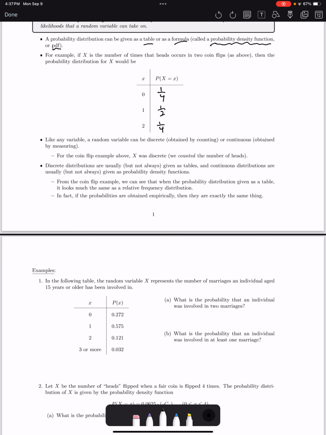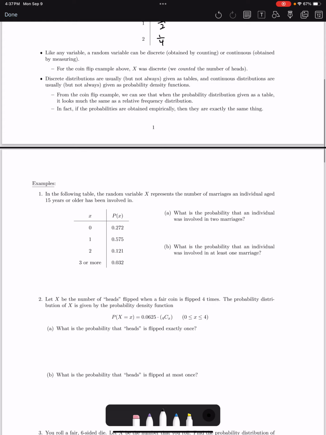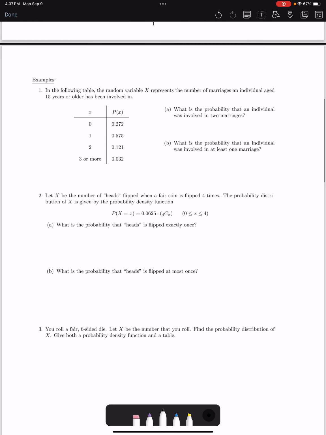The reason I point that out is just to emphasize that this really isn't new. We're going to take a lot of things that we already know and reframe them in this section in terms of random variables. But none of it is really completely new. Let's look at a few examples where we work with some probability tables or probability distributions, right?